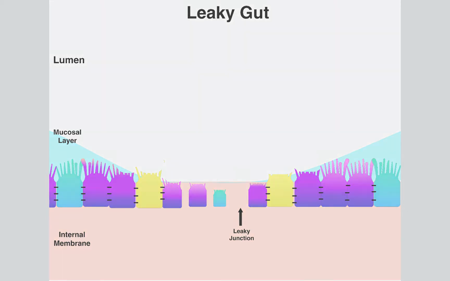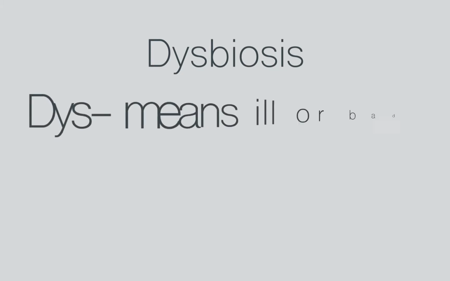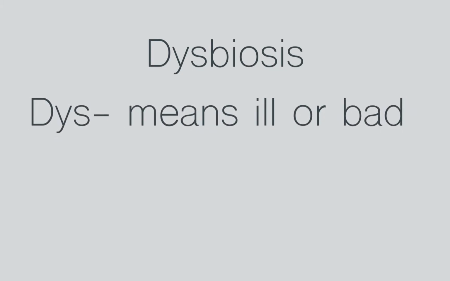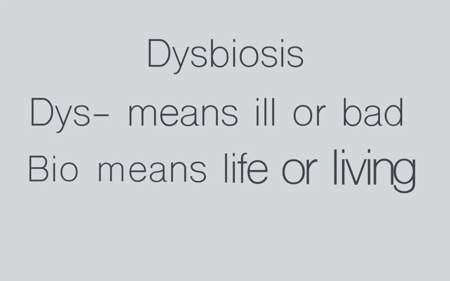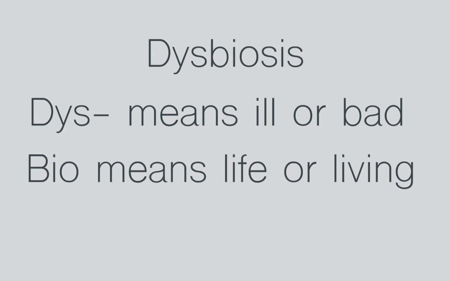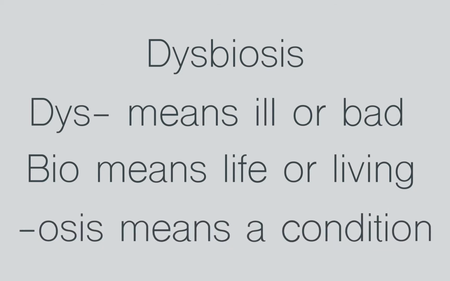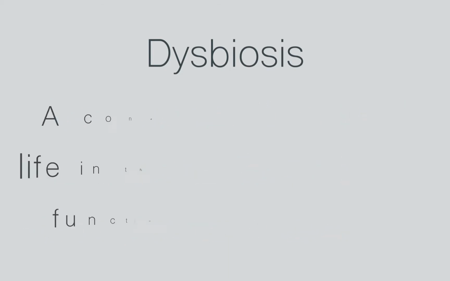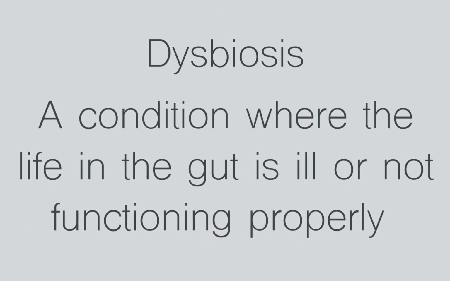The first process to occur is called dysbiosis. Let's break this word down to understand the meaning a little better. Dys is a prefix that means ill or bad. Bio translates into life or living. So for example, the term biology means the study of life. And finally, osis is a suffix that means a condition in the body. So when you put it all together, a dysbiosis is a condition where the life, specifically in the gut, is ill or not functioning properly.